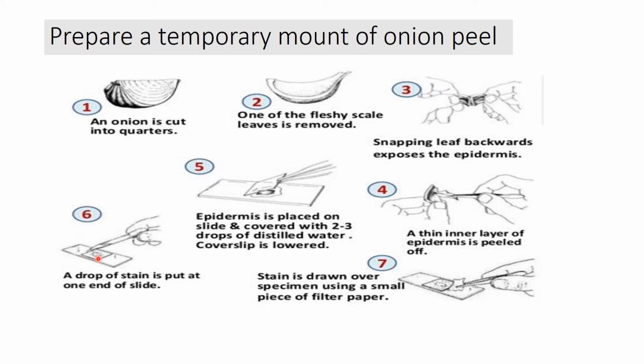Why is stain necessary? Because if you do not stain the slide, you will not be able to see the proper structure. So that is why this stain is compulsory, and the stain which you will use here can be safranin or iodine, right? And then you can take a small piece of filter paper and wipe off the extra stain, and then you can observe this slide under the microscope.